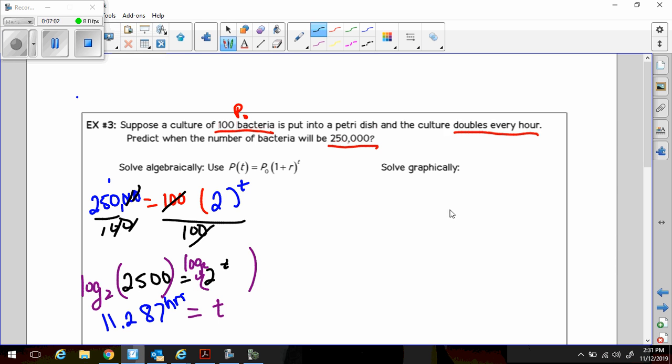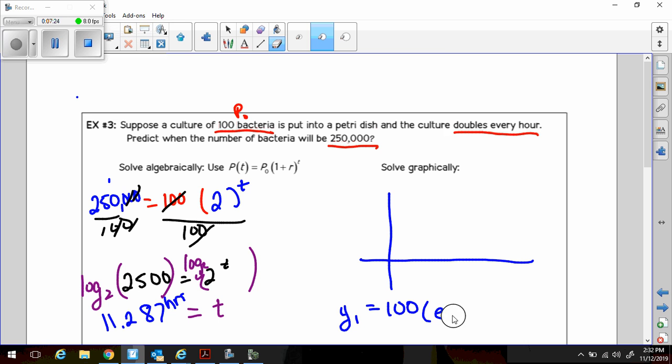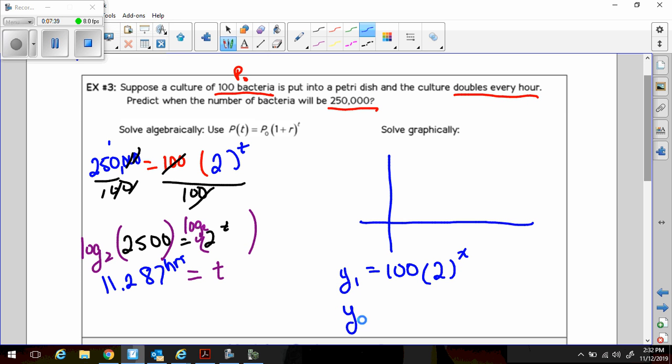Now, to solve this graphically, we have to graph it, and it's going to be the same function. So in y1 on Desmos, we're going to plug in 100 times 2 to the t. Or we can put x here, especially if you have a graphing calculator, you're going to have to use x and y, right? And then on the y2, or the second one, we're going to put 250,000 and then find out where they equal each other.